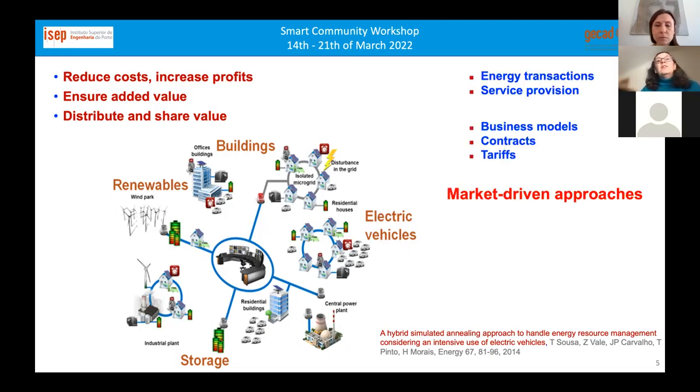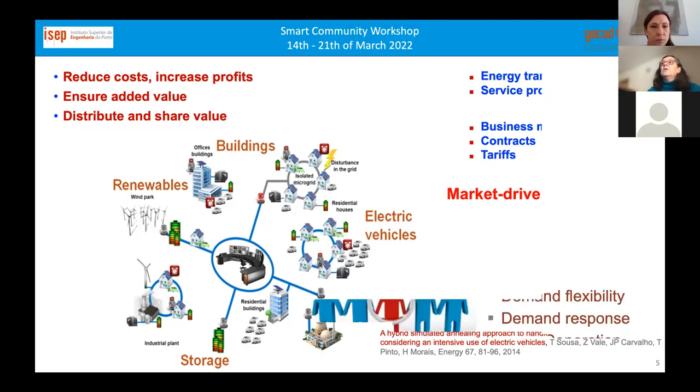For that, we have energy transactions, but also we have service provision, because usually we think about energy that I need, but for having this energy available, we have a whole set of technical services that are required. So it's not all about energy by itself, it's about a whole set of services that make this service of selling and buying energy possible in technical terms. And of course, because of that, we need to look very carefully and in a very innovative way at business models, at the contracts, and at the tariffs we are using. And we are always, or almost always today, using market-driven approaches. So we must keep this in our minds.